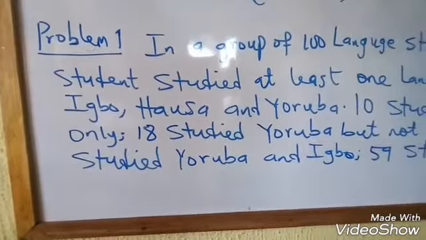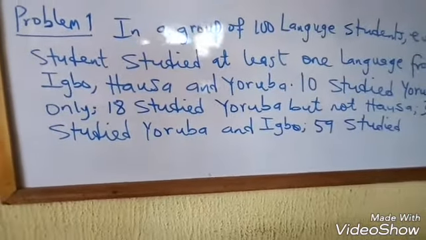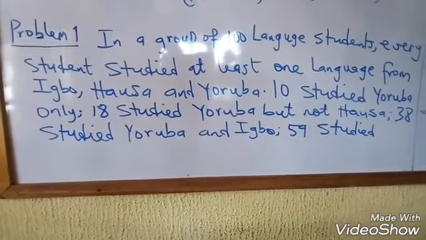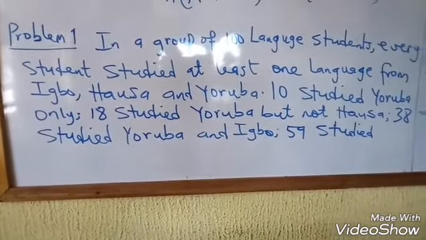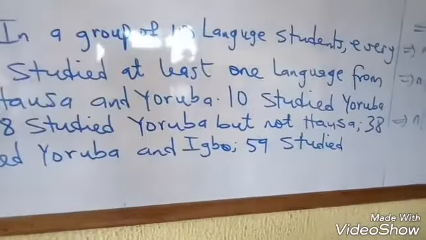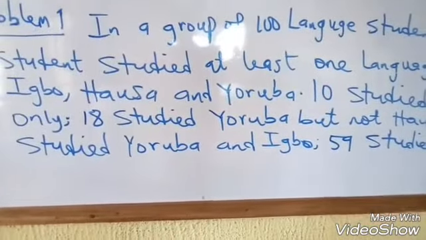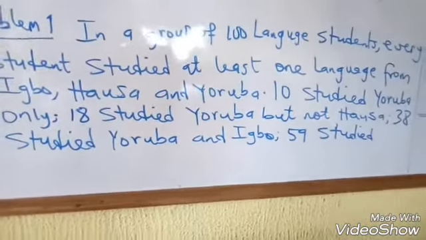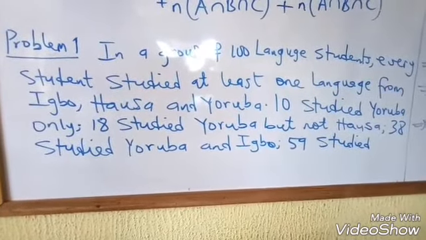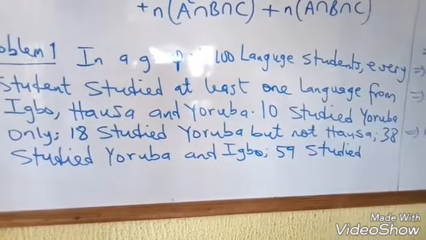Now, we are going to start solving problems immediately using what we have done, starting from section 1.3. Problem 1. In a group of 100 language students, every student studied at least one language from Igbo, Hausa, and Yoruba. 10 studied Yoruba only. 18 studied Yoruba but not Hausa. 38 studied Yoruba and Igbo.